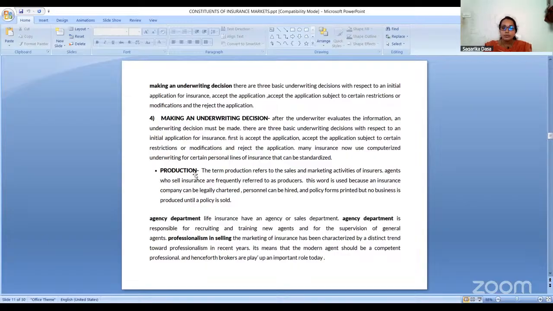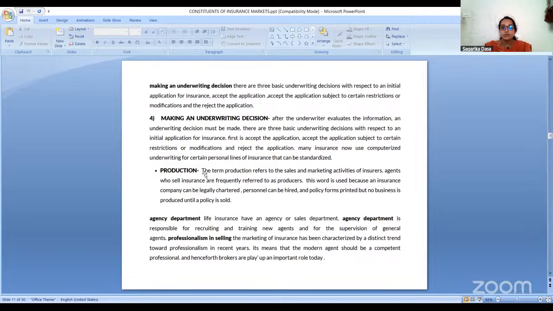Then we have something called production in the concept of underwriting. The term production refers to the sales and marketing activities of the insurance. Here, by production we mean selling; we are not producing or making anything. Instead, we are selling the insurance policies or marketing the insurance policies. Agents who sell insurance are frequently referred to as producers. This word is used because an insurance company can be legally chartered, personnel can be hired and policy forms printed, but no business is produced until a policy is sold.